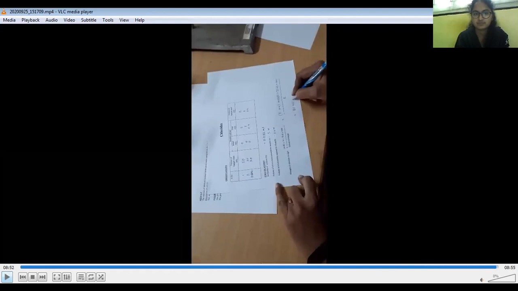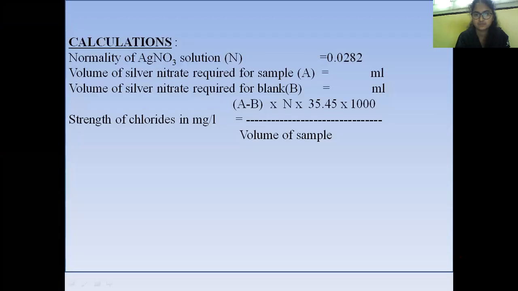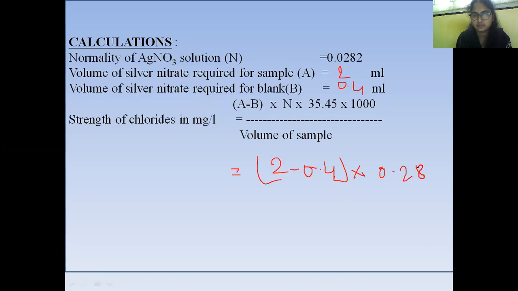So finally we will get the value. Here the normality of AgNO3 is 0.0282. The volume of silver nitrate for the sample is 2 and for the blank is 0.4. Those values will be substituted here: A minus B, 2 minus 0.4, into normality 0.0282.